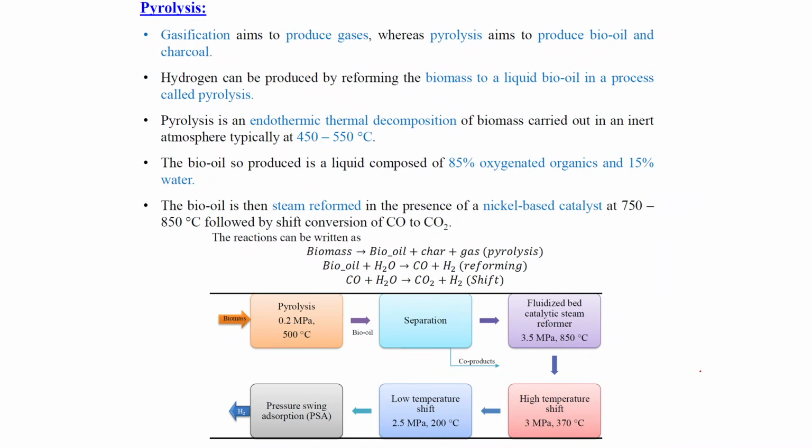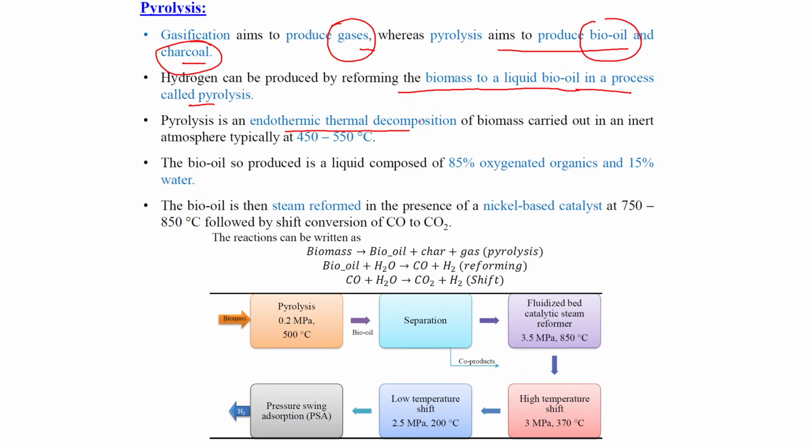Now coming on to the next method, that is pyrolysis. Pyrolysis, it is basically like gasification, which aims to produce gases, whereas pyrolysis aims to produce bio-oils and charcoal. Okay. So in gasification only gases are produced, whereas in the case of pyrolysis, bio-oil and charcoal are present, which are further processed to produce hydrogen. Hydrogen can be produced by reforming the biomass to a liquid-based bio-oil in a process called pyrolysis. Pyrolysis is an endothermic thermal decomposition of biomass carried out in an inert atmosphere, typically at a temperature range of 450 to 550 degrees C.